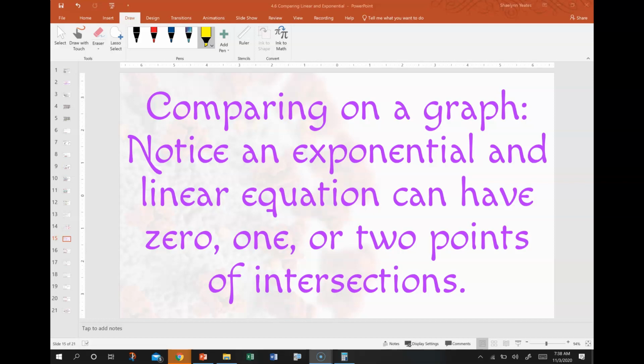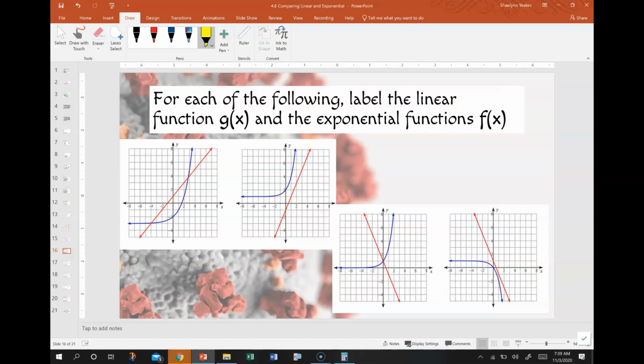Alright, we're going to be comparing on a graph. Notice an exponential and linear equation can have 0, 1, or 2 points in common. Okay, they're not going to have all the points in common because they're two different kinds of lines. So no infinite solutions here.